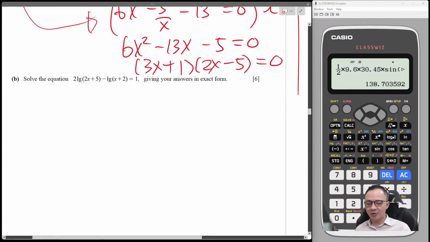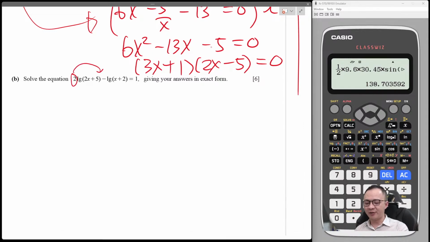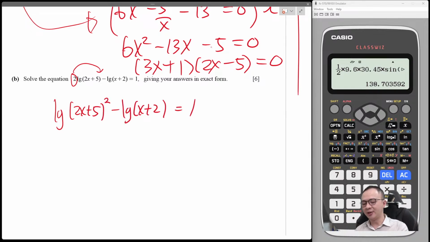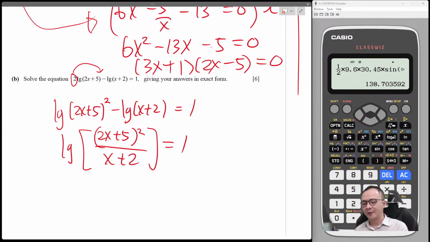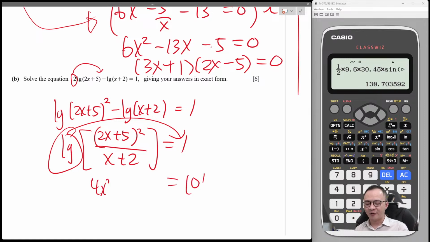Okay, log questions. Power move to the front first. Move to the top first, sorry. This one become log (2x plus 5) squared minus log (x plus 2) equals to 1. And then I factorize out the log. This one should be (2x plus 5) squared divided by, minus become divide, isn't it? I will throw the log to the other side. Become 10 power 1. Here I will expand it. 4x squared plus 20x plus 25 divided by x plus 2.